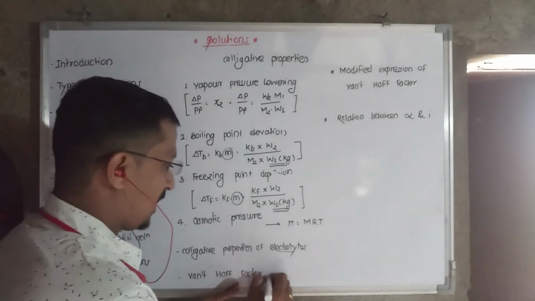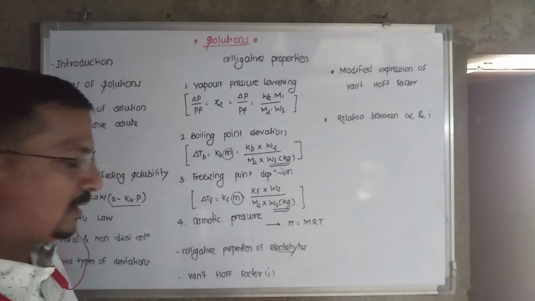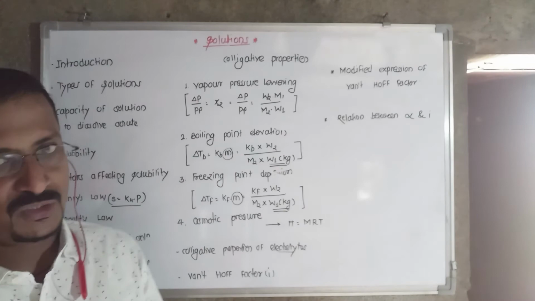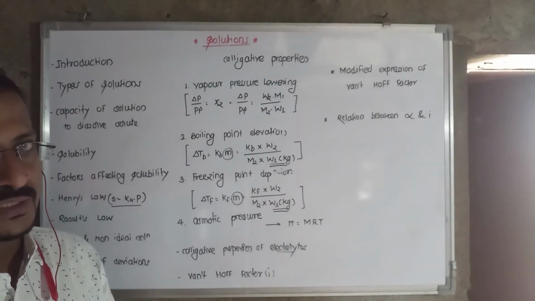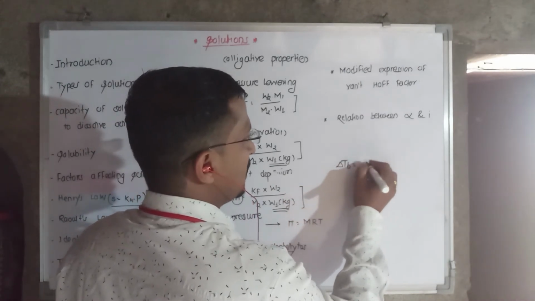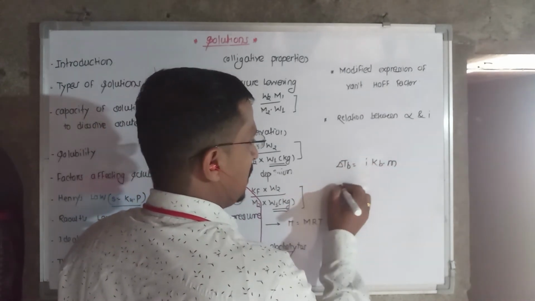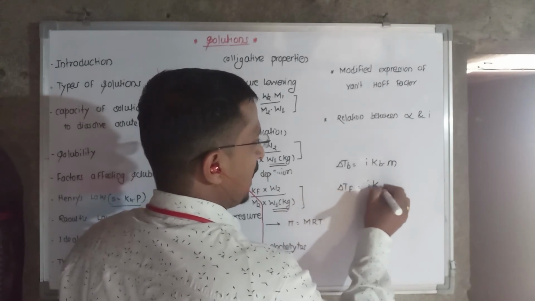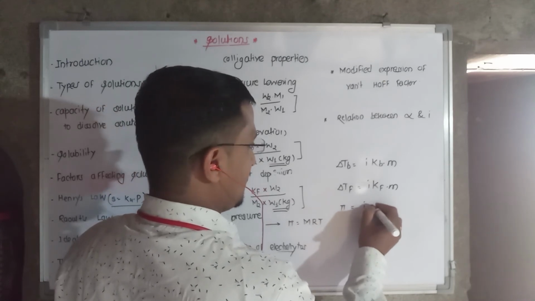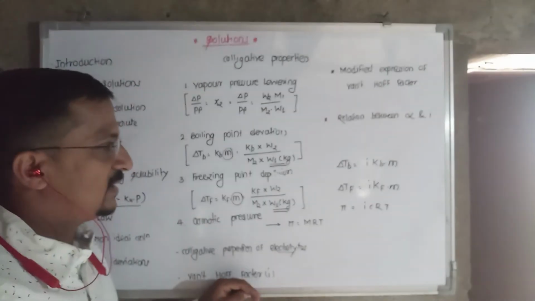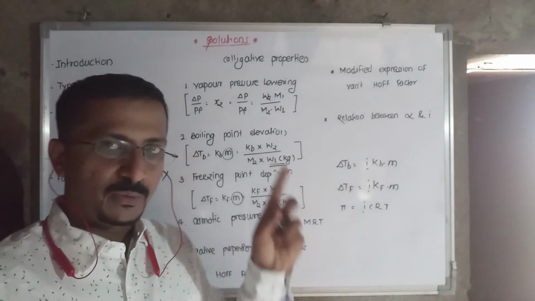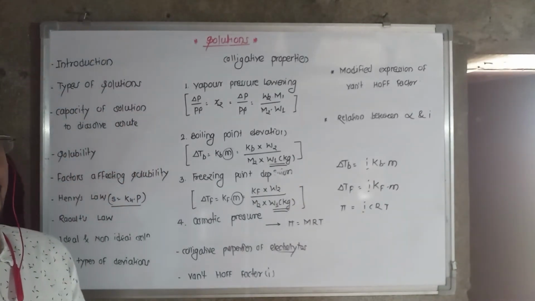Then we see the Van't Hoff factor i. Van't Hoff tried to relate the colligative properties of electrolyte and non-electrolyte solutions. So we modified the equations: delta Tb is equal to i Kb m, delta Tf is equal to i Kf m, and pi is equal to i mRT or i CRT. This i stands for the Van't Hoff factor, and it is applicable for both electrolyte and non-electrolyte solutions.